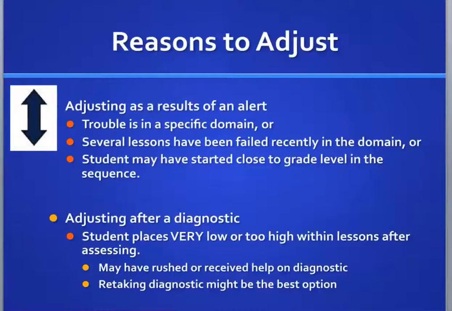In some cases, retaking the diagnostic would be the best option instead of adjusting. Adjusting is going back and placing them where you think they should be. If the diagnostic was not accurate and the student rushed or received support, then really they should take the diagnostic again to get a better idea of where they truly are placed within the lessons. So let's look at how to adjust in a couple different student accounts.